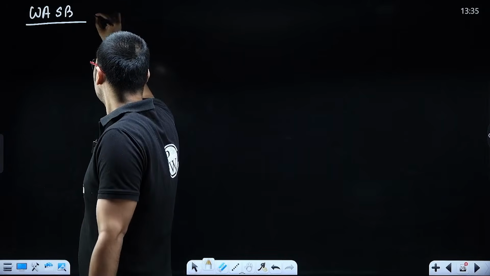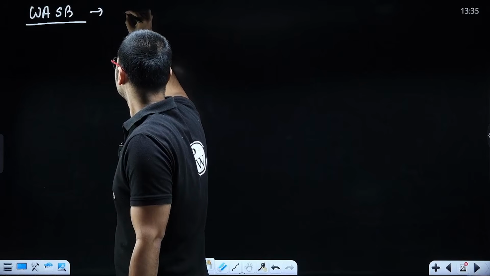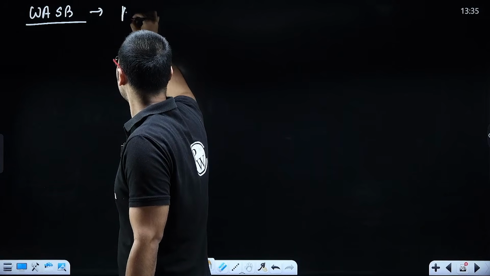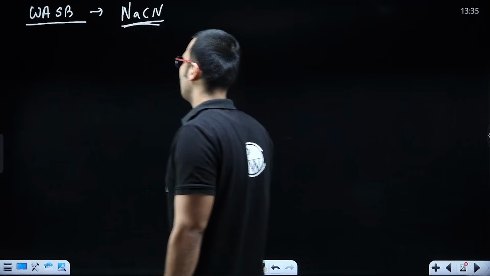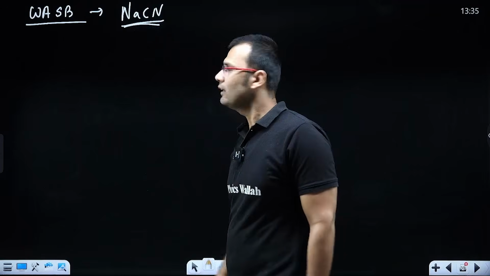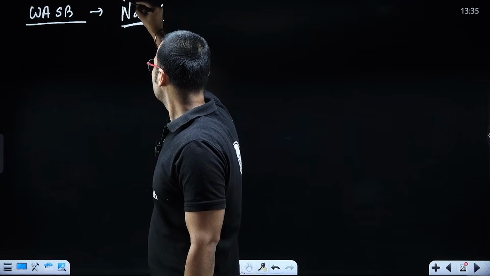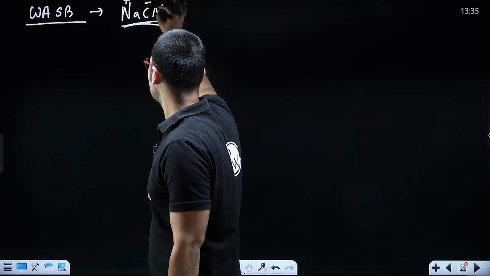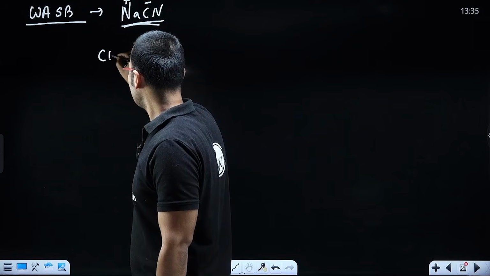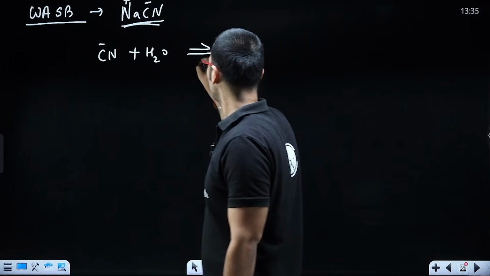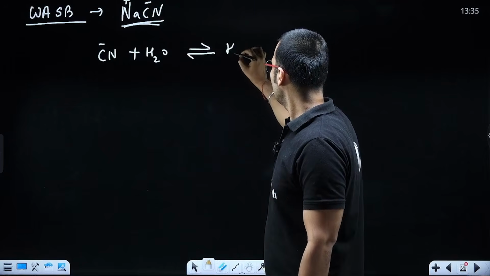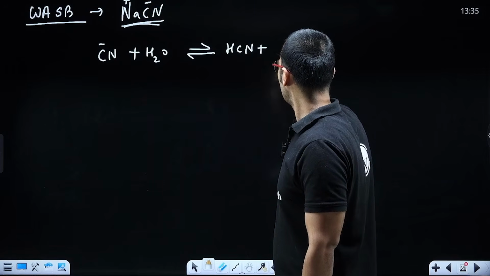Let's take a different example. Let's take NaCN. NaCN is made up of NaOH, a strong base, and HCN, a weak acid. So in NaCN, Na plus will not have hydrolysis, but the cyanide part will have hydrolysis. When this cyanide part combines with water, it will give you HCN along with OH minus.